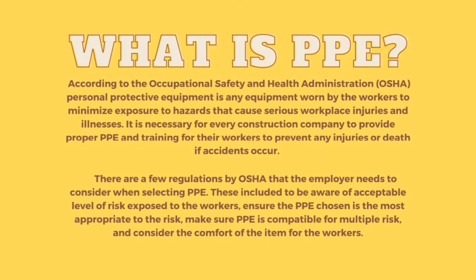According to OSHA, personal protective equipment is any equipment worn by the workers to minimize exposure to hazards that cause serious workplace injuries and illness. It is necessary for every construction company to provide proper PPE and training for their workers to prevent any injuries or deaths if it occurs. The employer needs to follow a few regulations by OSHA when selecting PPE. These include being aware of the acceptable level of risk exposure and many more.